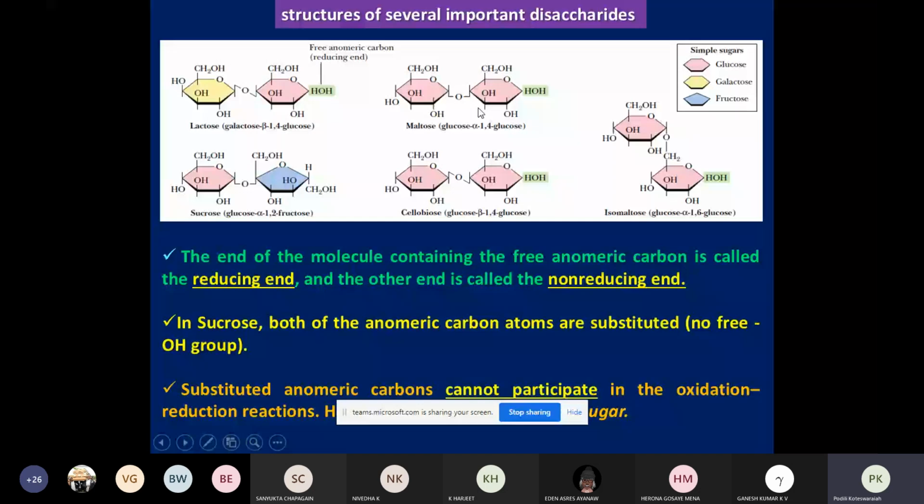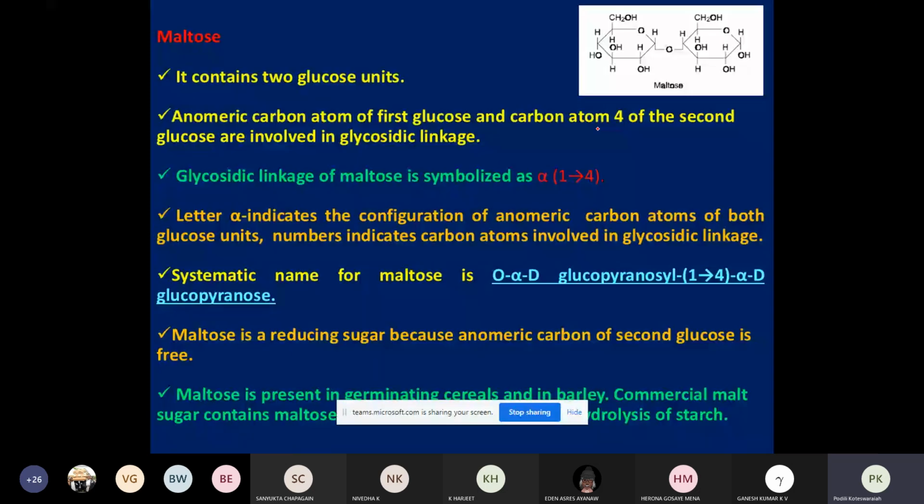This is the carbon 1 of the first sugar. This is the carbon 4 of the second sugar. Here it is the alpha-1,4 glycosidic linkage. Since the second sugar has the free hydroxyl group or the free anomeric carbon, maltose is a reducing sugar, and it can also exhibit mutarotation. So this is about maltose, and it is composed of two glucose units connected by the alpha-1,4 glycosidic bond.